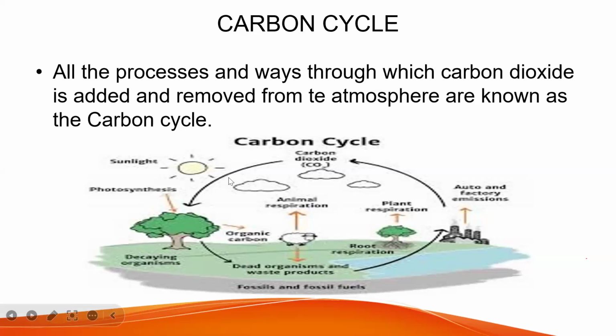Of course, in the presence of sunlight, the plants are photosynthesizing, and there are decaying organic organisms which are giving off that carbon dioxide, burning of fossil fuels, and then we have the auto and factory emissions which give off carbon dioxide as well. And then we get back to the carbon dioxide, which is then absorbed by the plants, and it continues like that. This arrow is showing a sheep here.